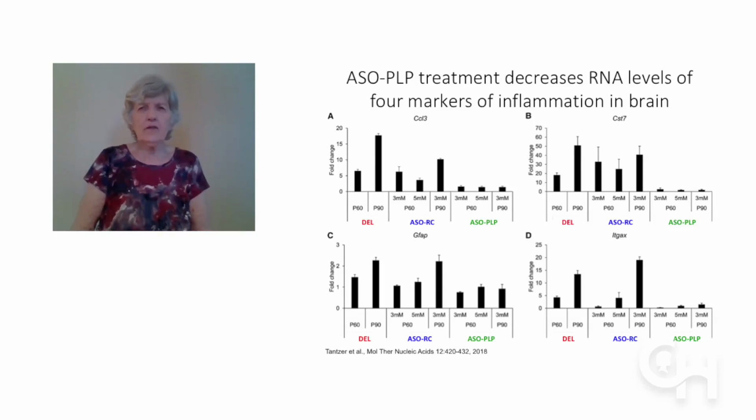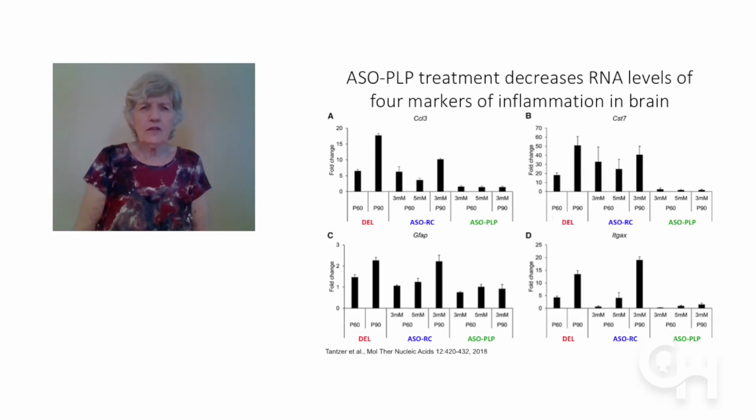Again, here, the patterns of the 4 graphs are very similar. The first 2 bars of each graph tells you that the amount of inflammatory marker that you're looking at in a particular graph increases in the untreated DEL mice from day 60 to day 90. So inflammation is progressive when untreated.